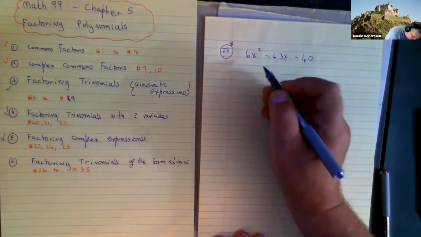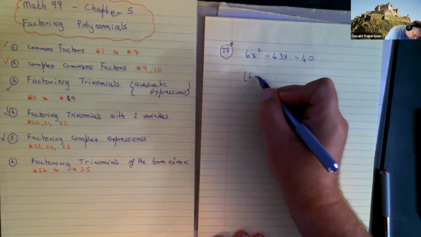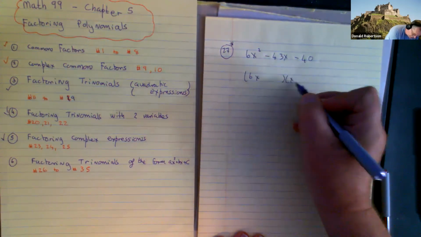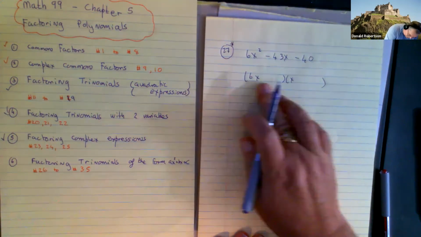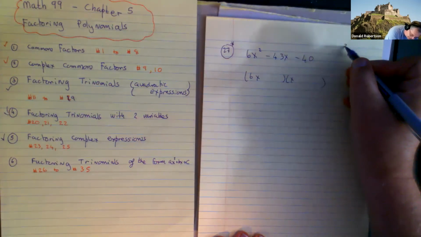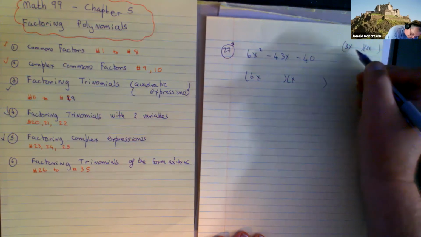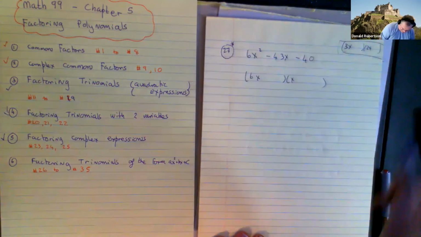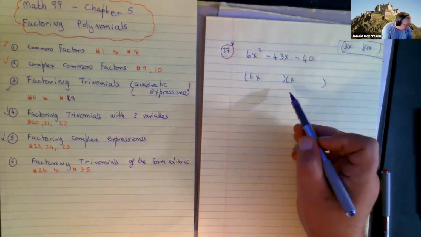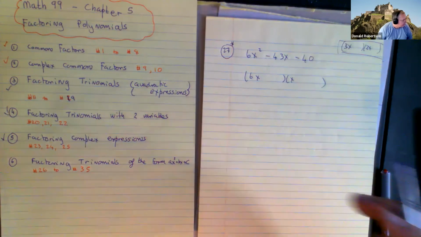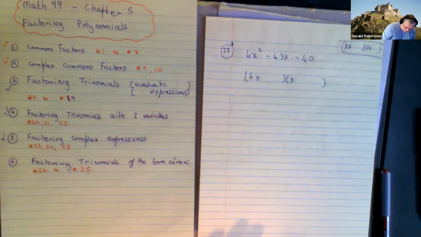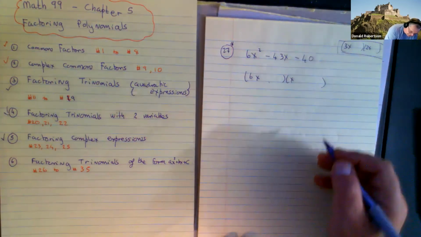Since this is 6x squared, I'm going to go 6x times x. But it might not work. If it doesn't work, my backup plan is to try versions that look like that. Now, I happen to know that, if I've got this right, this version works. So that saves a little bit of time.